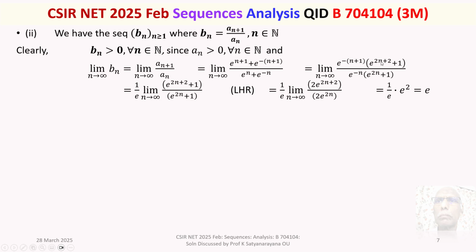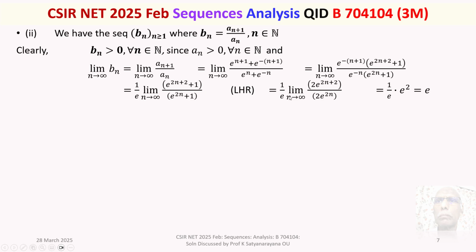Limit n tends to infinity of numerator by denominator. The limit of the numerator is tending to infinity, and the limit of the denominator is also tending to infinity. Therefore, it takes an infinity by infinity form, which is an indeterminate form. To evaluate such indeterminate forms, we use L'Hopital's rule, LHR. That is, you differentiate the numerator, differentiate the denominator, then take the limit.